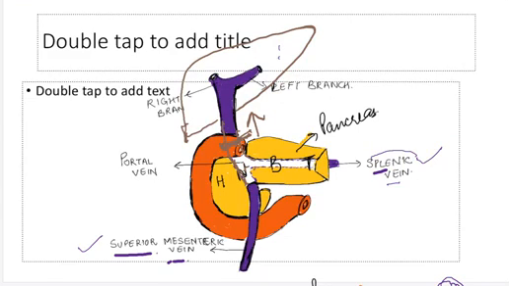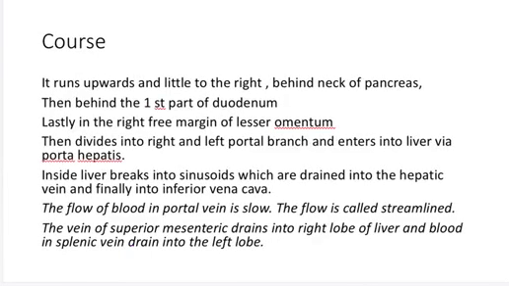So the course of the portal vein: it runs upwards, a little towards the right, behind the neck of the pancreas, then behind the first part of the duodenum, and lastly in the right free margin of the lesser omentum. Then it enters the liver by dividing into the left and a right portal branch, via the porta hepatis. Now what is porta hepatis? This will be dealt with in the lecture of liver, so I'm not going into detail about that.